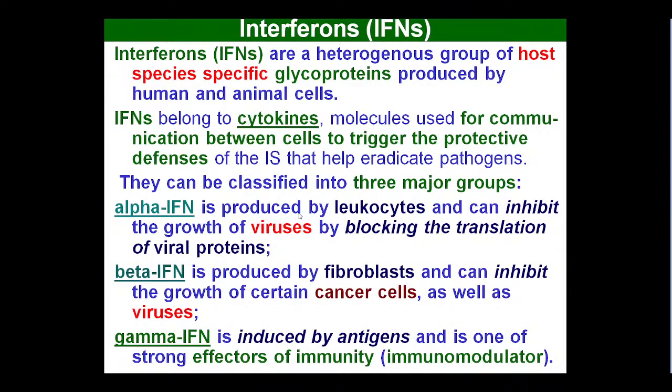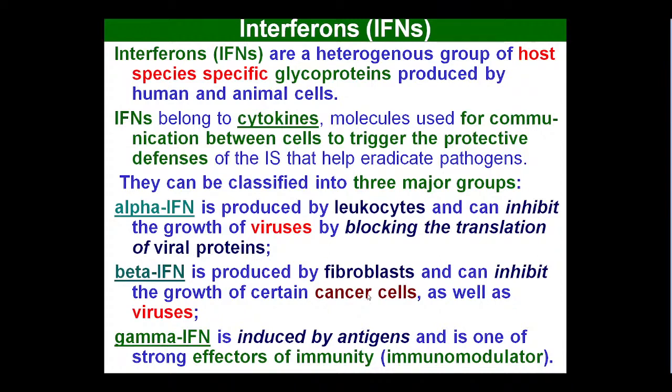The second system is the interferon system. Interferons, in contrast to the other soluble proteins of the innate immune system, are host species specific. It means human interferons may act only in the human organism and will demonstrate no effect in any animal organism. All the interferons are subdivided into 3 subfamilies: alpha interferon, beta interferon, and gamma interferon. Alpha interferon, leukocyte interferon, inhibits growth of viruses by blocking the translation of virus proteins.